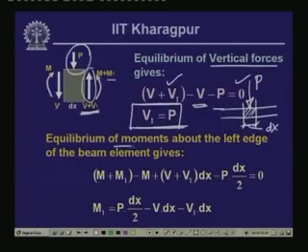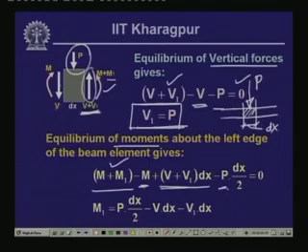Now, if we take the equilibrium of the moments about the left edge of the beam element, then again M plus M1, which is a positive anti-clockwise moment which we have considered as positive, minus M, which is a clockwise moment acting on the left edge, plus the moment due to V plus V1, which is V plus V1 times dx, and the contribution due to P is P times dx by 2, and B does not have any contribution because we are taking moment about this edge, and this is equal to 0. Now, after cancelling the terms, we get that M1 is equal to P times dx by 2 minus V times dx minus V1 times dx.